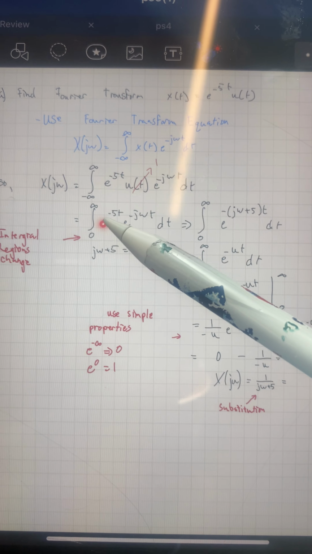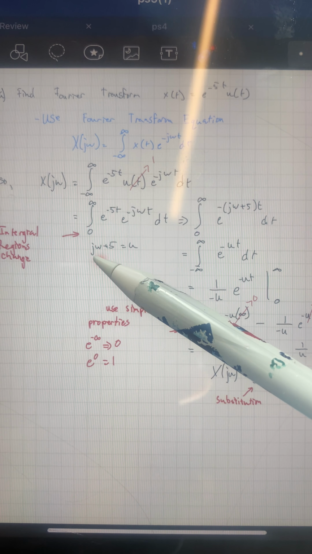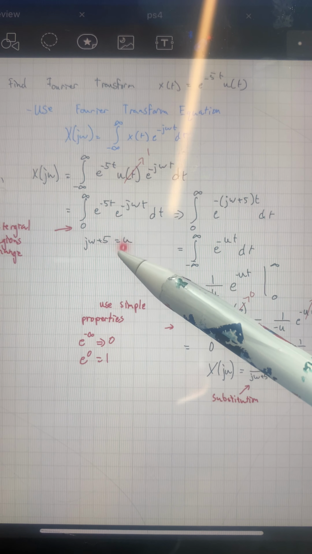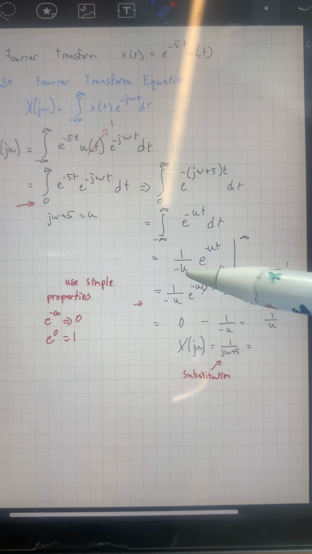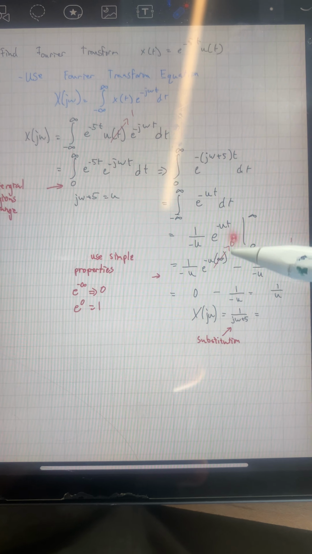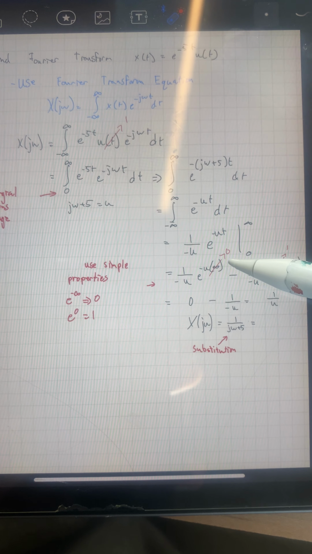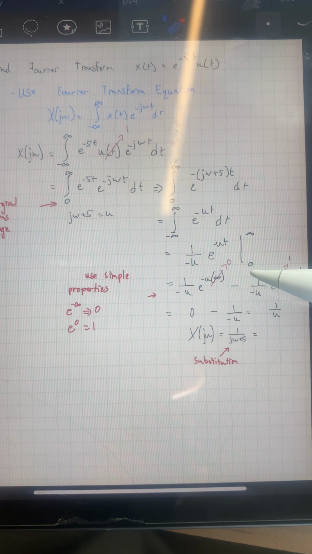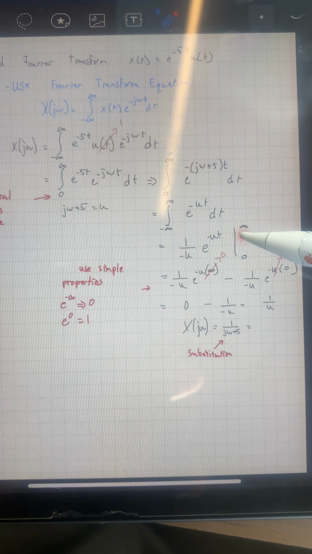So that forces our integral limits to change from 0 to positive infinity. From then on, we evaluate the integral and we substitute j omega plus 5 with u, so that way it's just easier to solve. From then on, when we evaluate our integral, we're evaluating it from 0 to infinity.